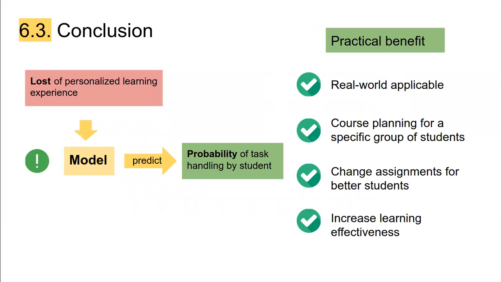So what's our conclusion? To sum up, the model was built to predict whether the student will be able to cope with the task, just the probability of the task handling by the student, and the application of the model will be extremely useful in practice in real world applications, because we can use it for course planning for a specific group of students, and for changing assignments for better students, as we will see that their probability to pass this task is higher than the average students, and we just can increase learning effectiveness. So this is all that we did. Thank you for your attention.